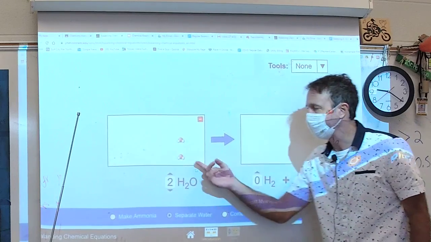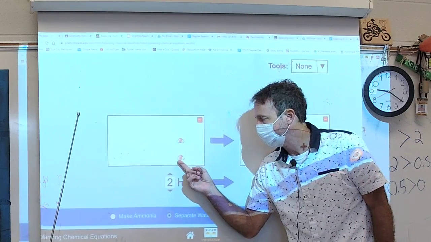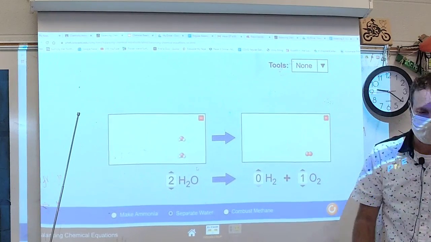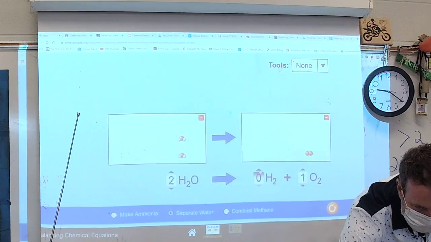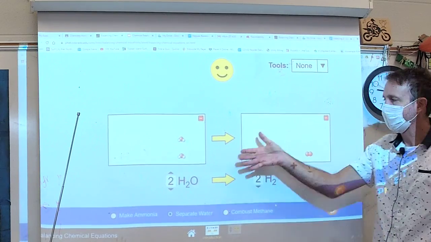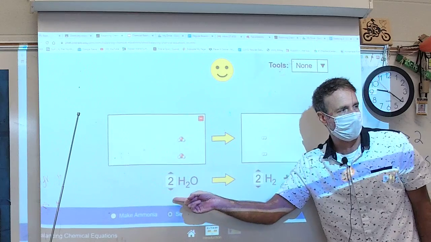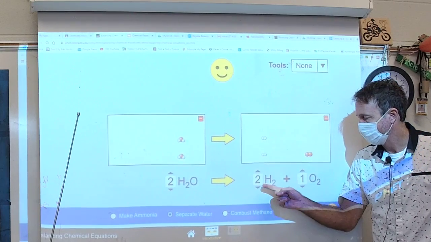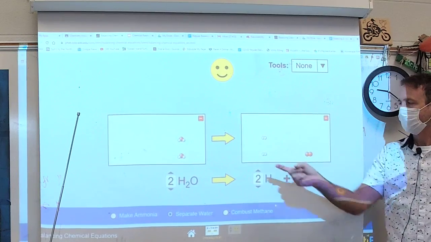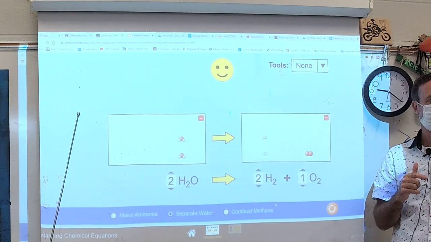But how many hydrogens do we have now? 1, 2, 3, 4. So we're going to need to have 4 hydrogens there. There's boom, boom. Now it's all balanced out. 2 molecules of water break down into 2 molecules of hydrogen and 1 molecule of oxygen. 2, 2, 1.